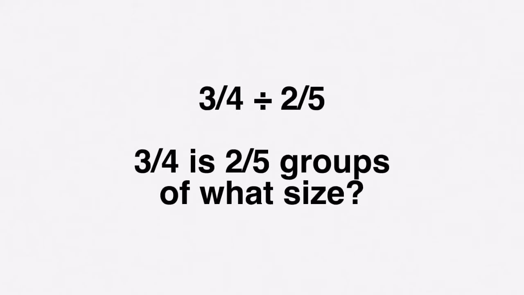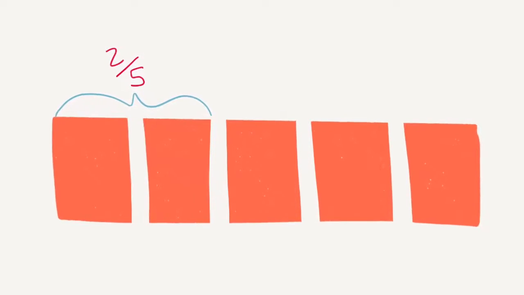Remember the two different interpretations of division, measurement or partitive? Well, we need to choose one. Let's go with partitive for this problem. So using partitive division, we could say 3/4 is 2/5 groups of what size? And so I draw it out, and here is 5/5. Now we don't need 5/5, but we're dealing with fifths. Remember, 3/4 is 2/5 groups of what size? And so here is my 2/5.